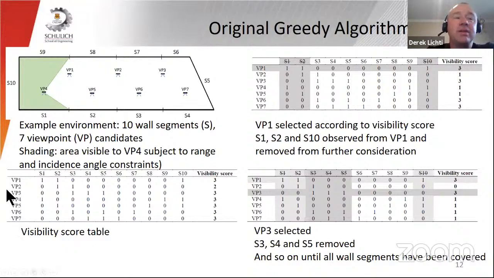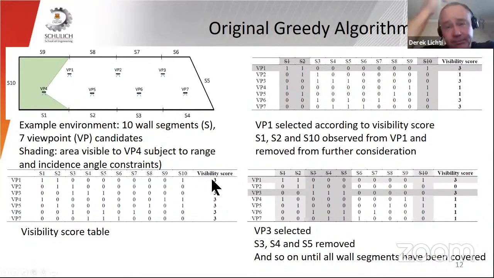So for each viewpoint, VP, we enter a 1 or a 0 for each of the wall segments, depending on whether it's visible or not. So S1 is visible for VP1, S3 is not. The shading indicates which wall segments are visible from a particular viewpoint candidate, depending upon range, incidence angle constraints, and whatever other criteria we want to utilize. And so the visibility score is the summation along any one of those rows. The greedy aspect is we include the viewpoint with the highest visibility score in the network.